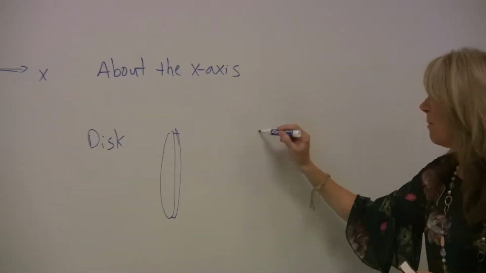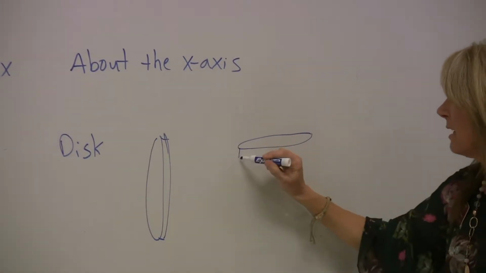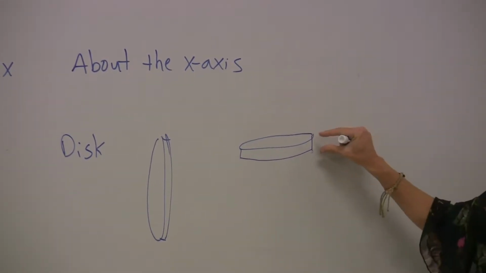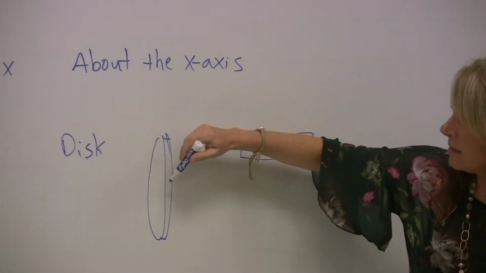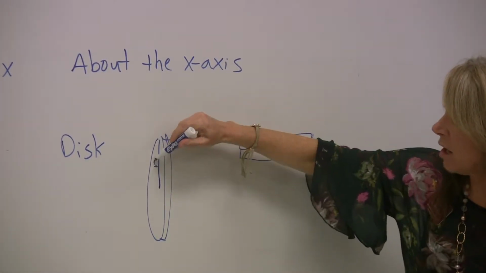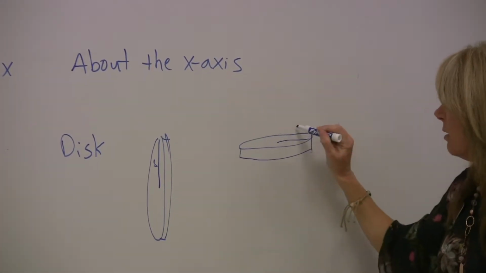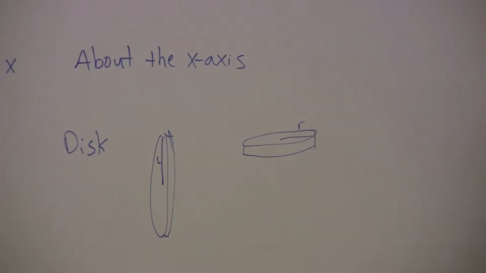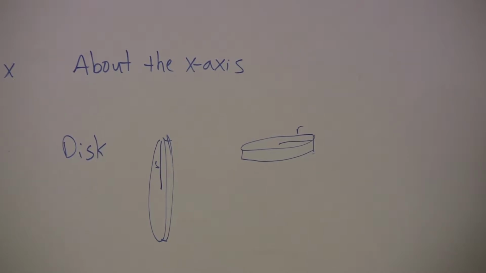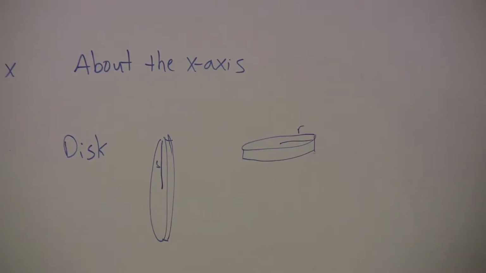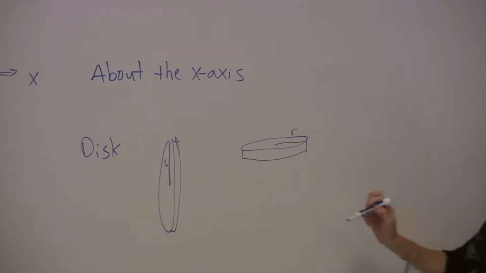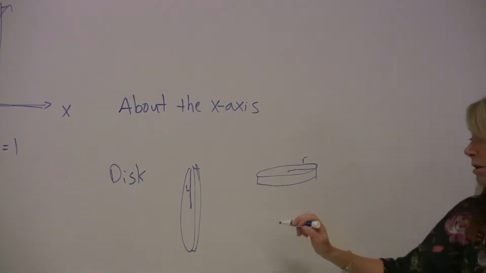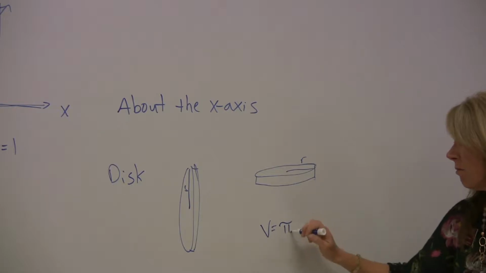I like to turn it and make it this way though, because then to me it looks like a cylinder. It's really the same shape. It has a little bit of thickness, and it has some radius R. They call it a disk. What's the volume of the disk again? Base times height, but the base is a circle, so pi r squared h.